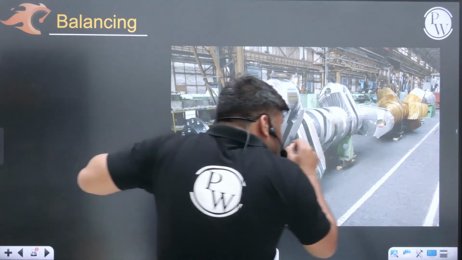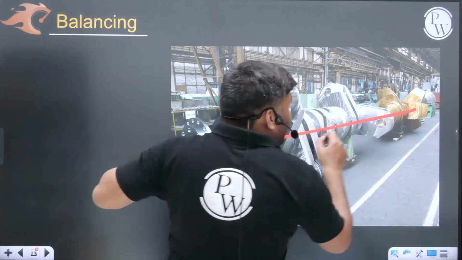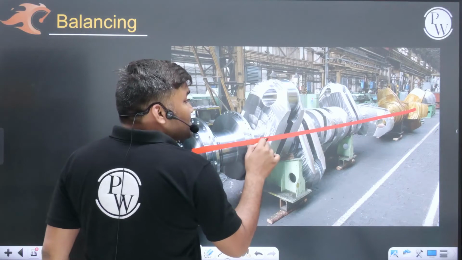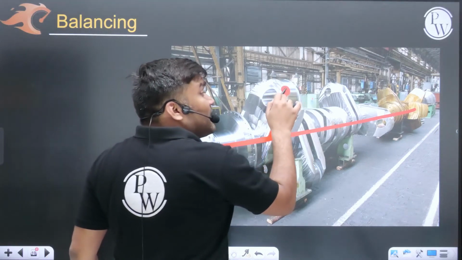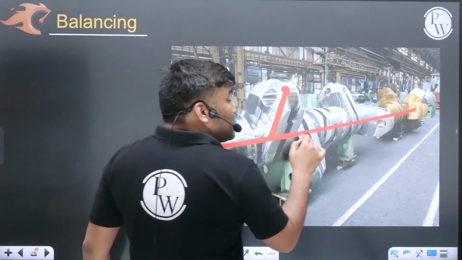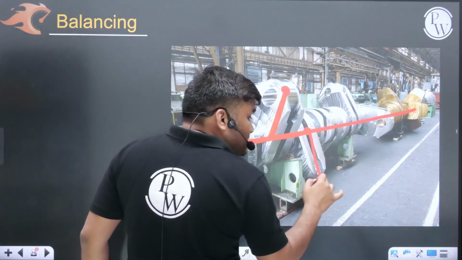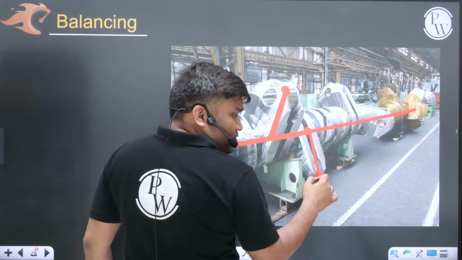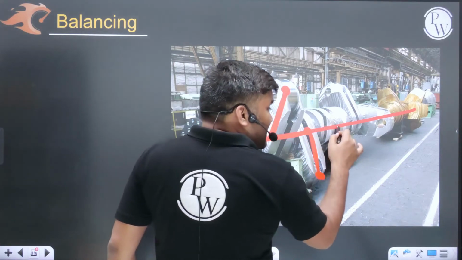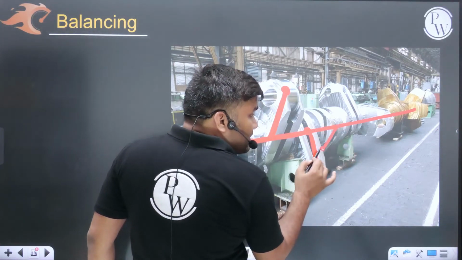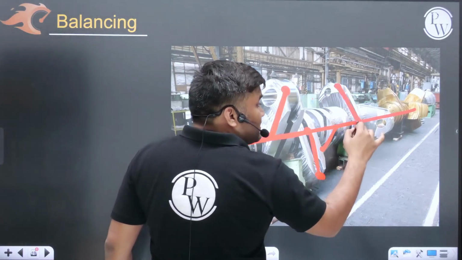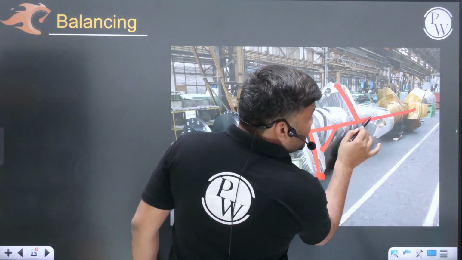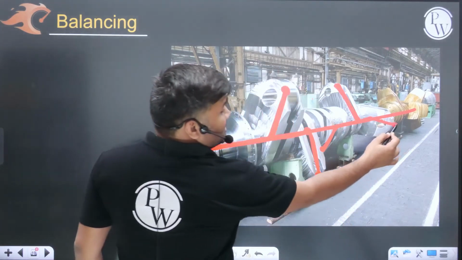Sir, this is my crankshaft. In the crankshaft, there are so many cranks. One crank is there. This is the crank. With the pin joint, I will connect a connecting rod here. Another crank is here, and I will connect another connecting rod here. Another crank is inside here, another connecting rod, another crank is here. Getting a point?